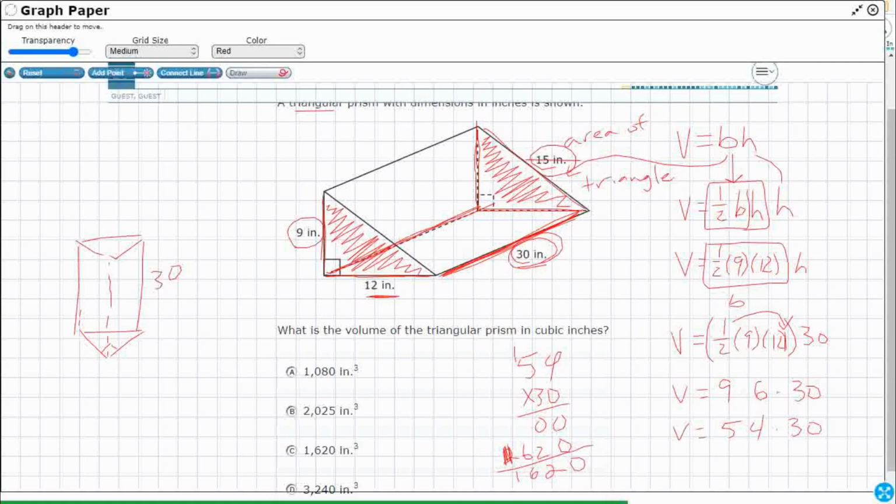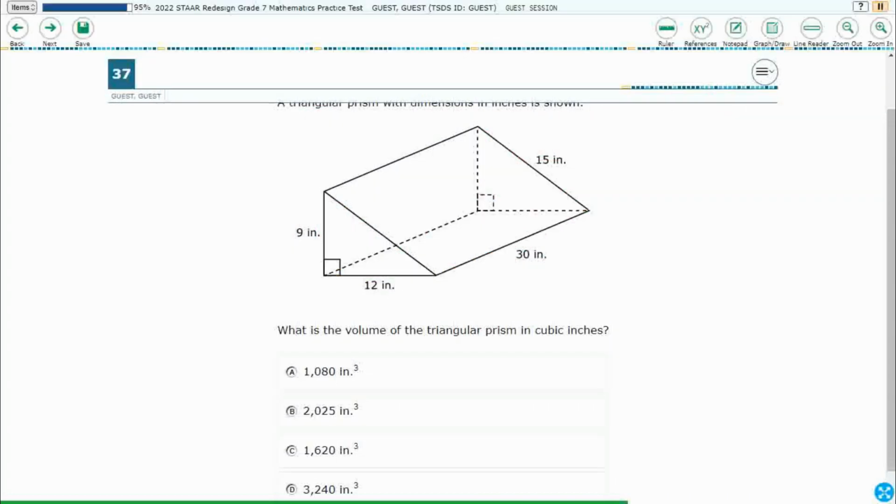So you see the trick is finding the base right here, finding the height of that 30, and you got your answer there of C, or 1,620 inches cubed.